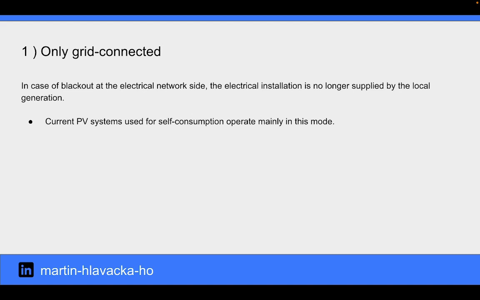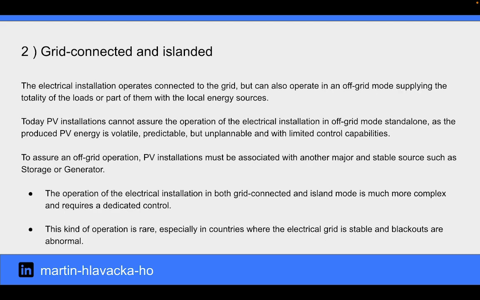In only grid-connected mode, in case of blackout at the electrical network side, the electrical installation is no longer supplied by the local generation. Current PV systems used for self-consumption operate mainly in this mode. In grid-connected and islanded mode, the electrical installation operates connected to the grid, but can also operate in an off-grid mode, supplying the totality of the loads or part of them with the local energy sources.